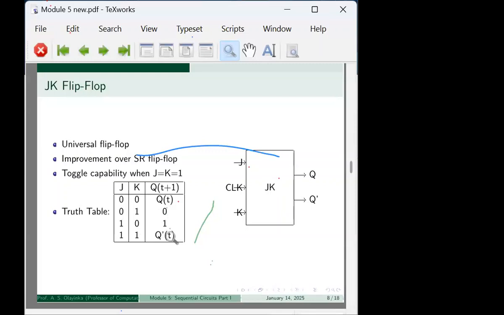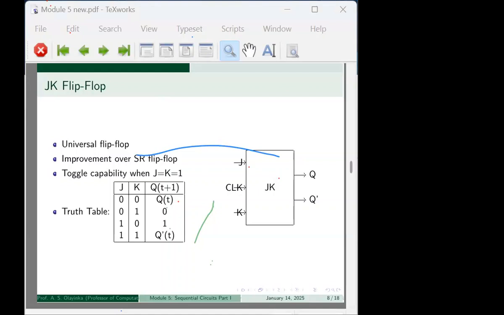Instead of having an invalid state in this place, the improvement in JK is that we make this one give me Q prime. Q prime just inverts whatever I have as my previous state. If my previous state was 1, this one will give me 0. If my previous state was 0, this one will give me 1. It will no longer give me an invalid state. That is one of the major improvements in your JK flip-flop. So it has that advantage over SR.